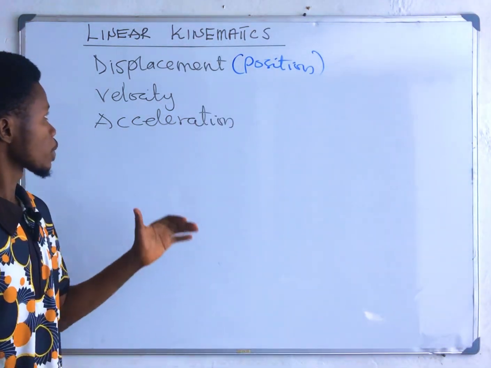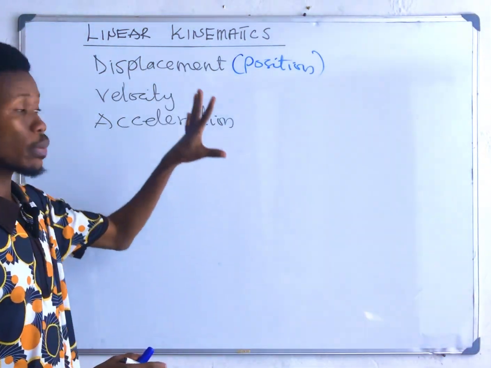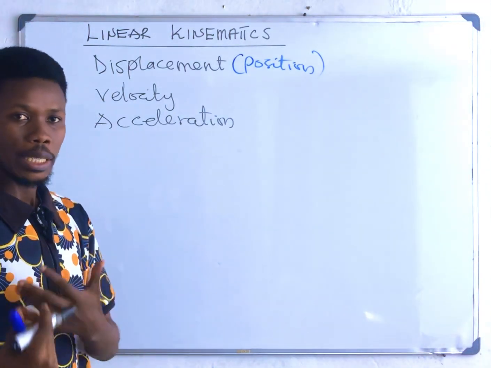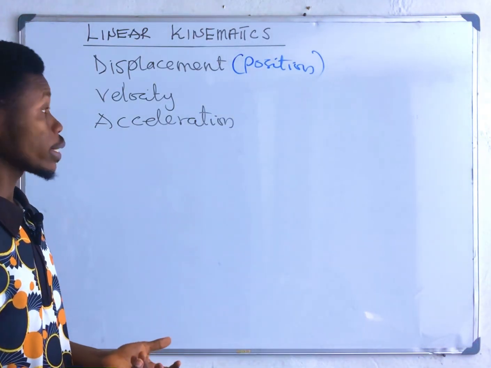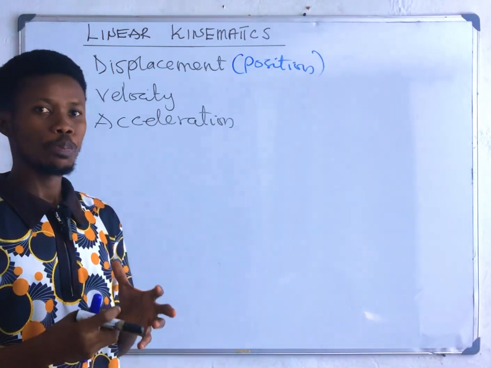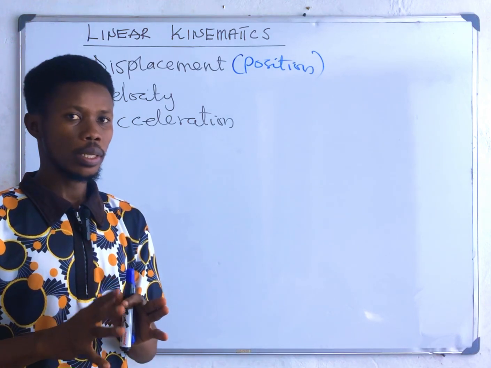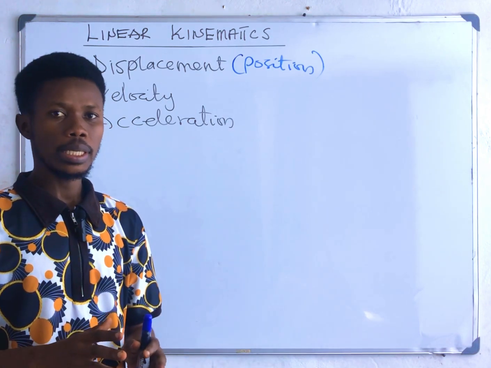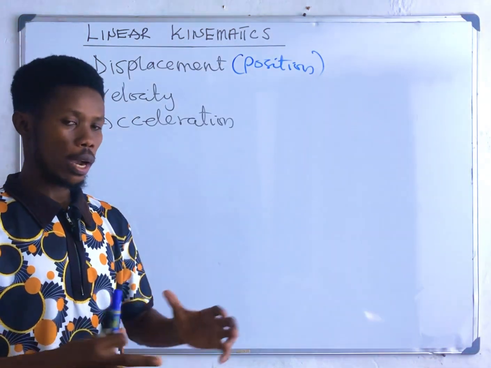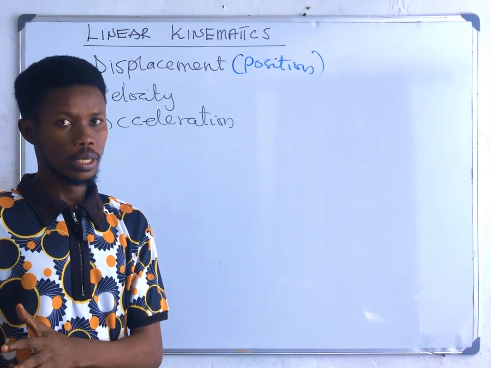So now, let's deliberate on this. First, we have displacement or position. What do we mean by displacement or position? When we say displacement, it is the distance covered in a specific direction. Is that okay? That's why normally we say displacement is a vector quantity, because when you cover the distance, you cover it with a specific direction.